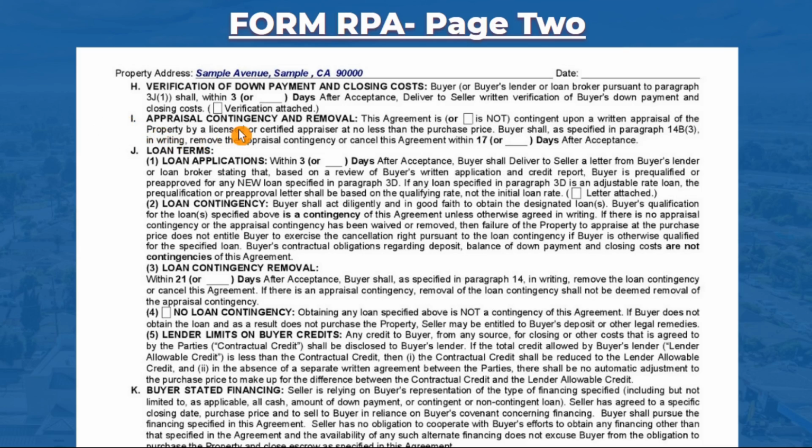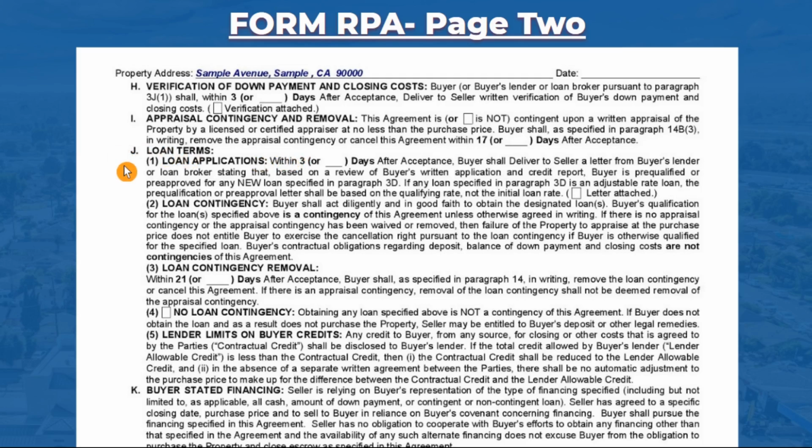Section I deals with the appraisal contingency and removal. By default, the agreement is contingent upon a written appraisal by a licensed certified appraiser of no less than the purchase price offered. And that is a contingency by default. We'll cover that more in section 14, which is later in the agreement.